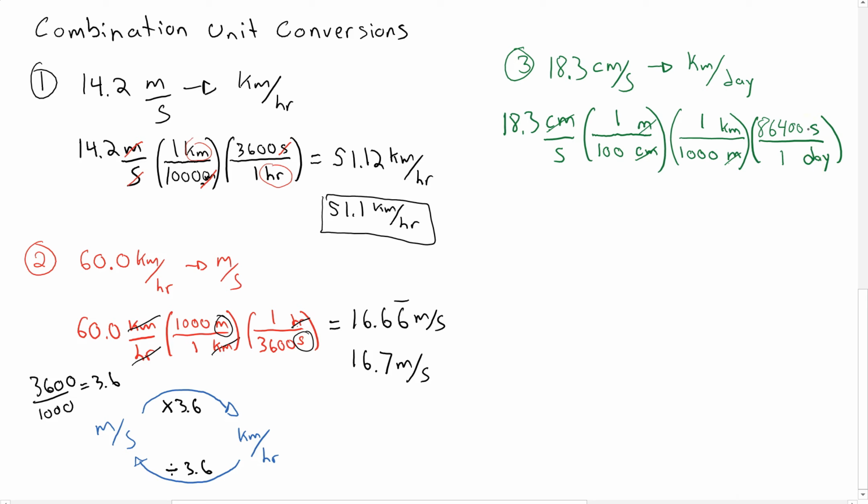And when I do that, I'll notice my seconds cancel, and my overall answer is going to be in kilometers per day. And when you work that out, you get 0.864 kilometers per day.